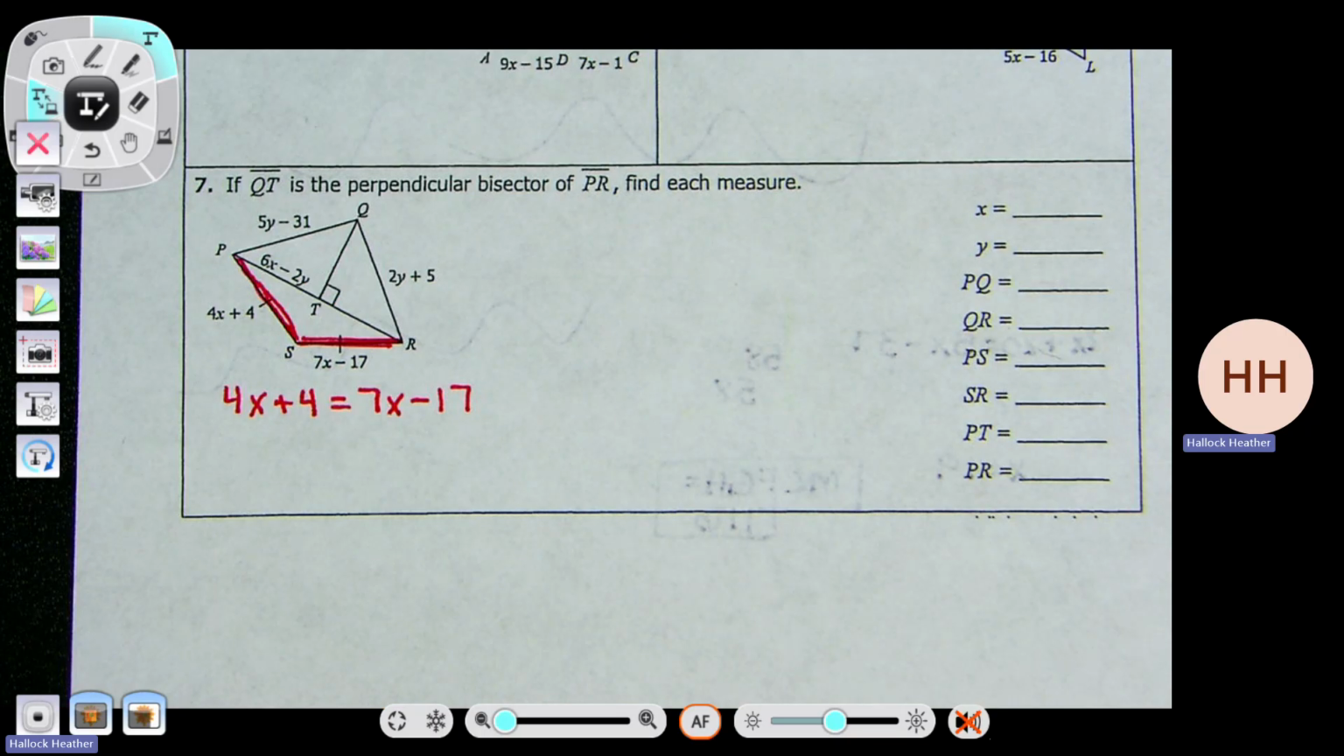Oh, I did that. And then right here for you for Y. Find Y. Once you find X, find Y.